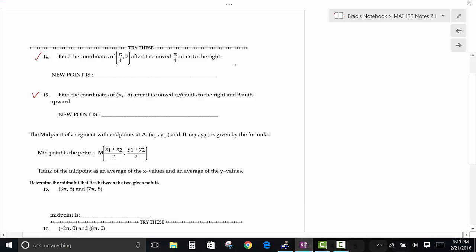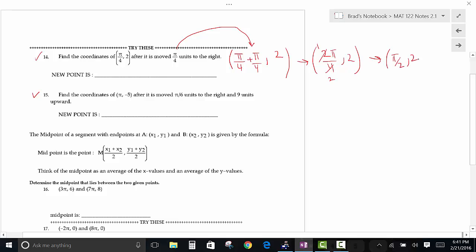All right, so let's take a look at what you should have come up with here. Basically, you've got the point pi over 4, 2. So if you're going to move this pi over 2 to the right, that just means you add to the x value. That's it. Okay, so that's going to give 2 pi over 4, 2. Then if you reduce that fraction, of course 2 over 4 is the same thing as a half. So that's going to give pi over 2, comma 2. So the new point that you should have come up with is pi over 2, 2.